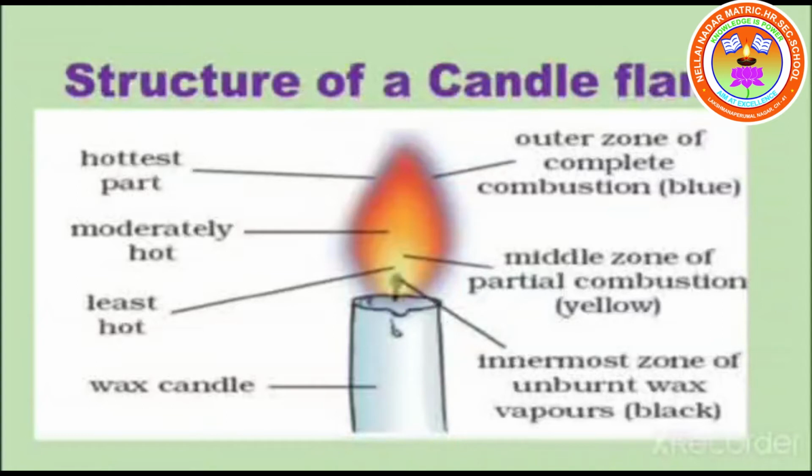The middle zone, partial combustion of the fuel takes place and the color of the flame is yellow and is moderately hot part of the flame. It is a luminous part of the flame. The inner zone, there are unburned vapor of the fuel and the color is black and is least hot part.